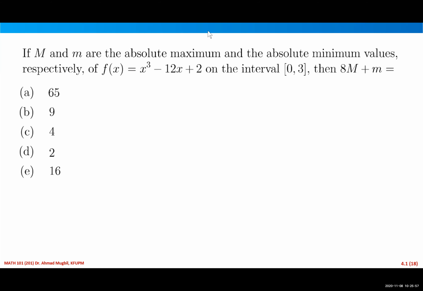If you got an answer, you can choose what is your right answer now. Don't forget that you want to find 8M capital plus m small. So you need to multiply the absolute maximum by 8 and add to it the absolute minimum.